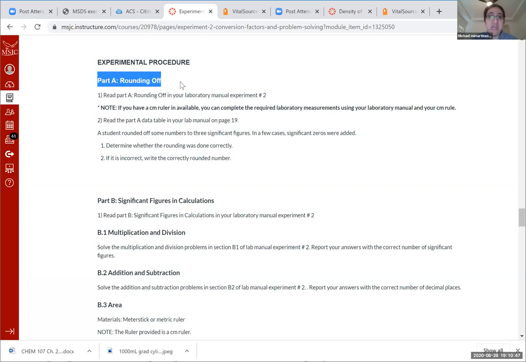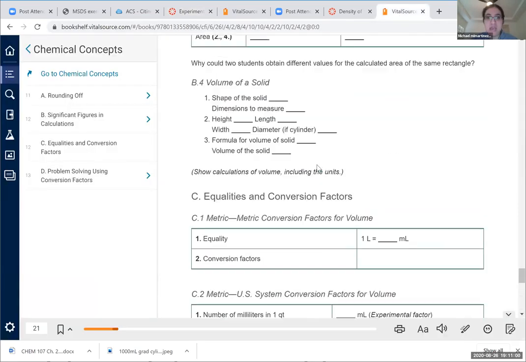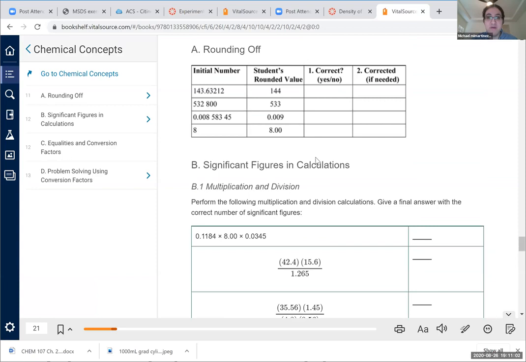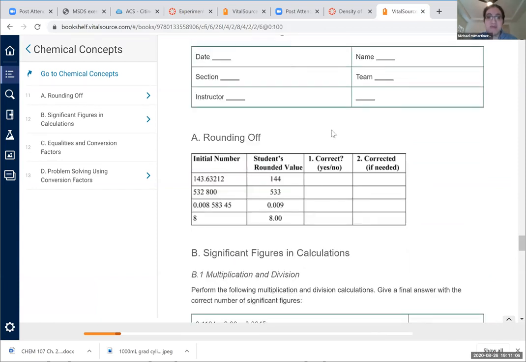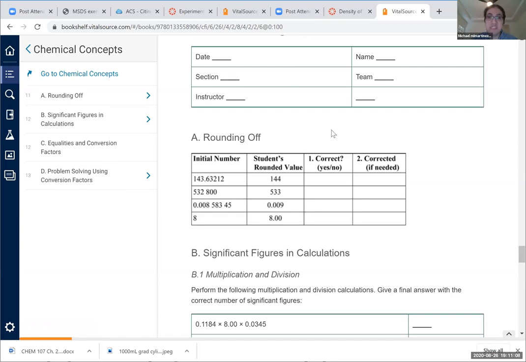So for part A, rounding off, you're going to read part A in your lab manual, and you're going to read the part A data table. So for part A, they give you a table. Does everyone see this data table for part A? Yes, Professor. Yes. The rounding off the 8 and 800, I don't know how to answer that one.